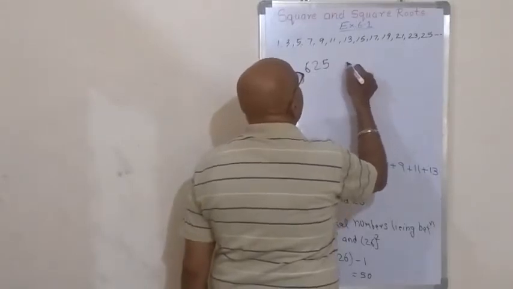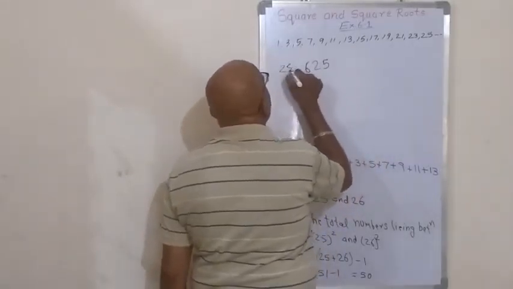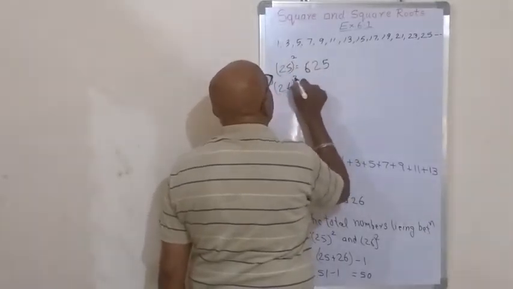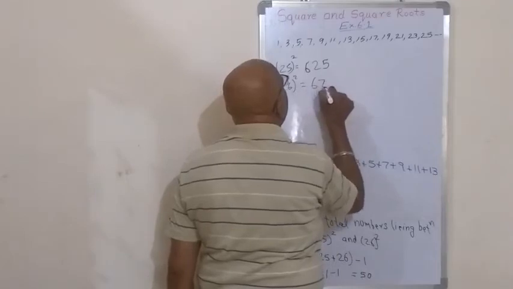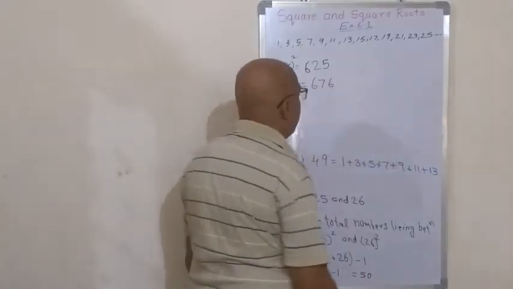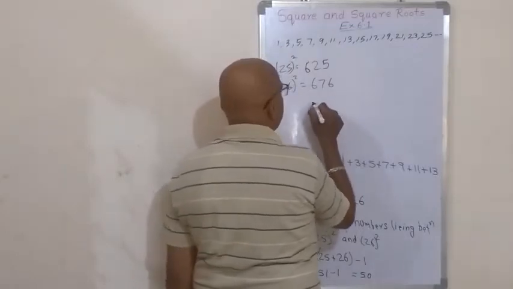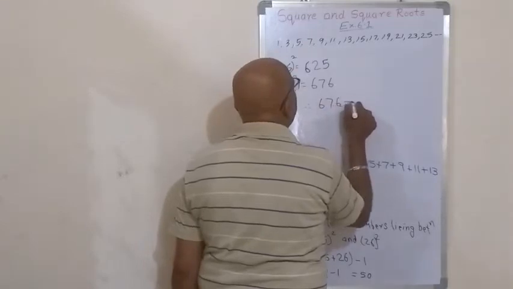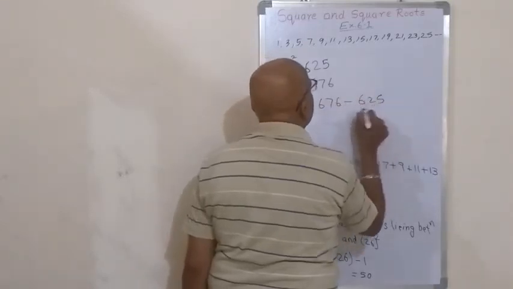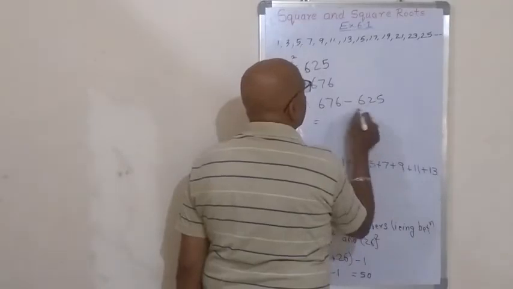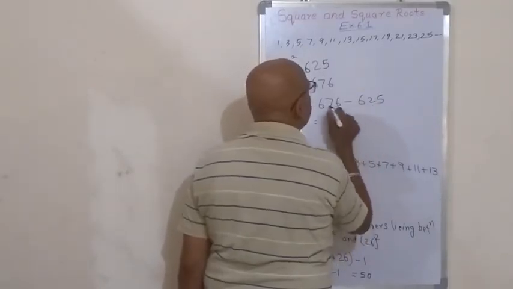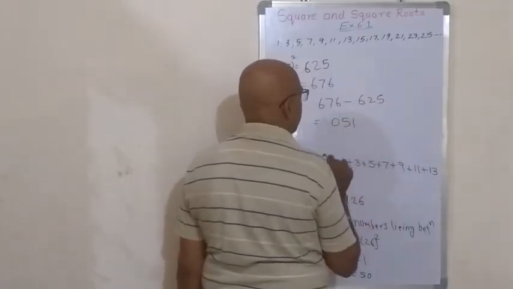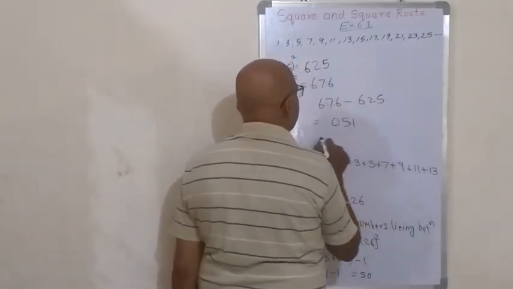And what is the square of 26? 26 square equal to 676. Now just subtract this. Therefore 676 minus 625 equal to 6 minus 5 is 1, 7 minus 2 is 5, 6 minus 6 is 0. That is 51. Now subtract 1 from this.